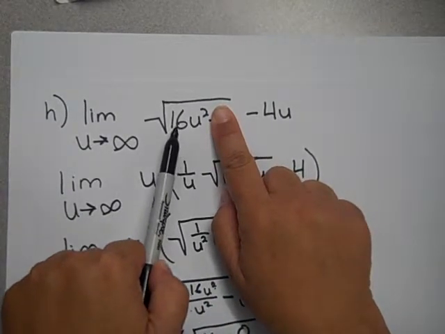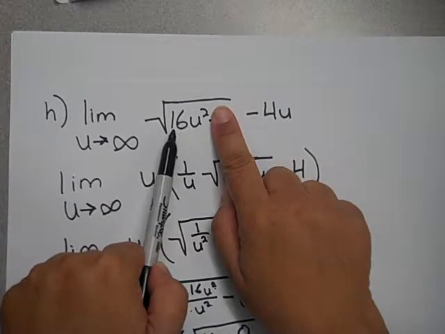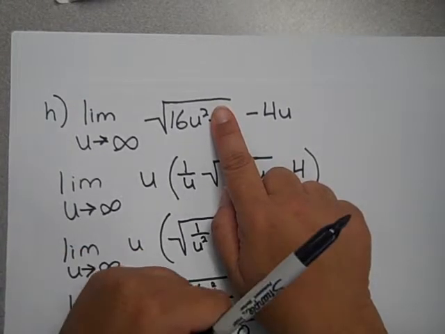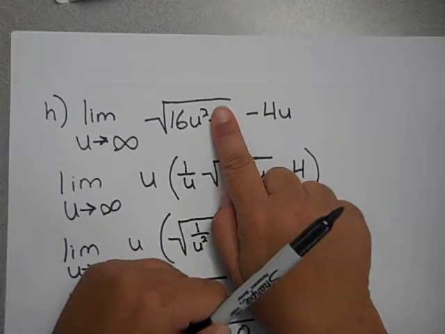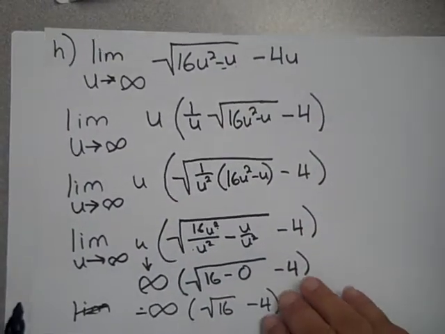So basically, as we get bigger and bigger, we have the square root of 16u squared minus 4u. It's going to go towards 0. So you could have done it intuitively, or you could have followed all the steps.